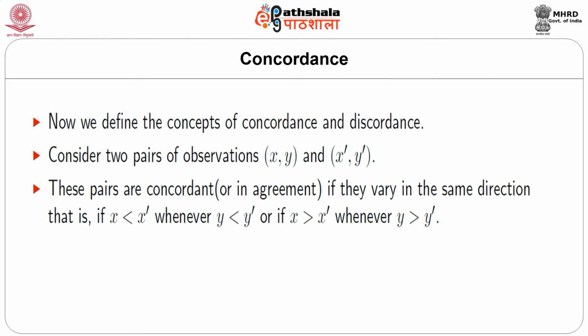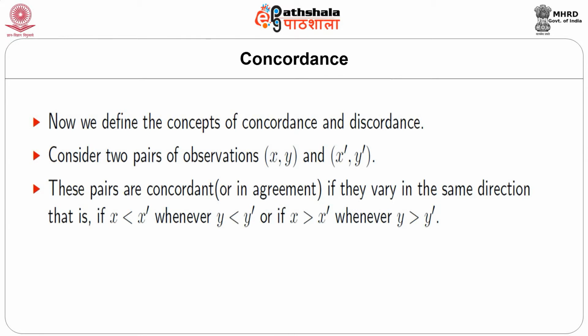Consider two pairs of observations denoted by (x, y) and (x', y'). These pairs are concordant, or in agreement, if they vary in the same direction. That is, if x less than x' whenever y less than y', or if x greater than x' whenever y greater than y'.